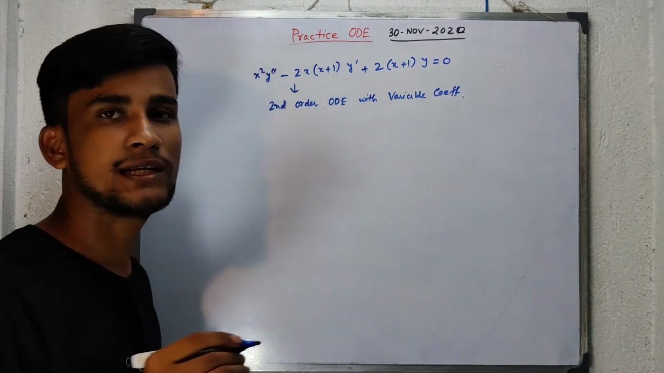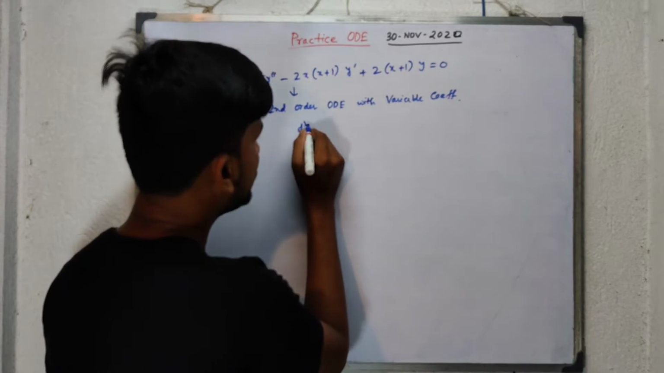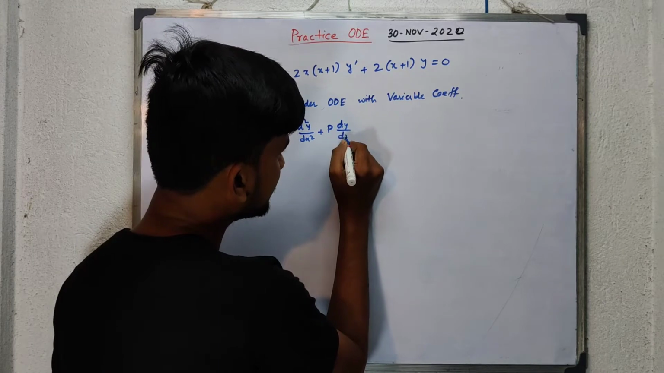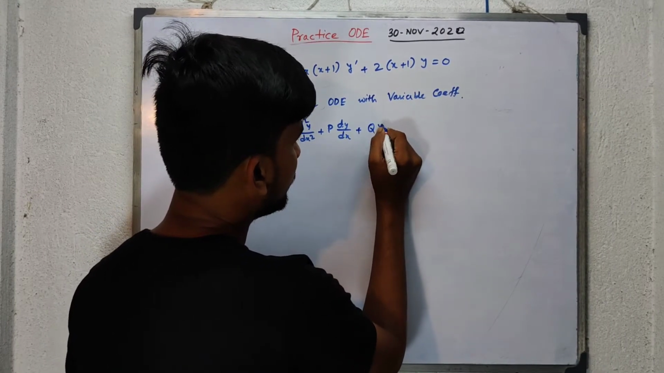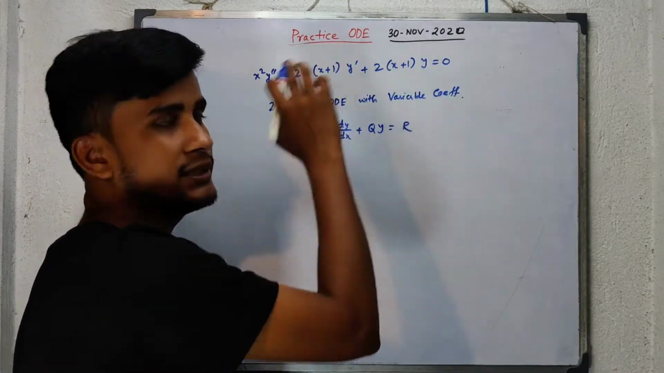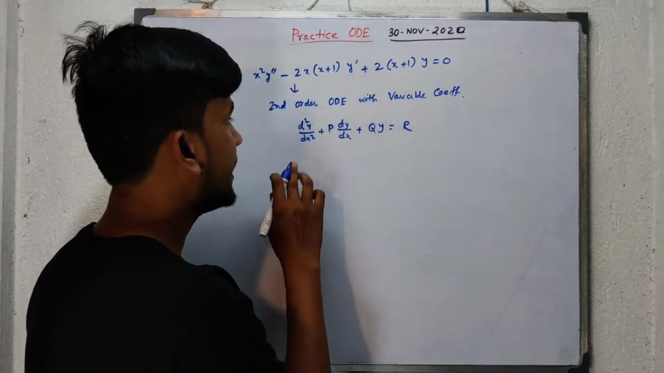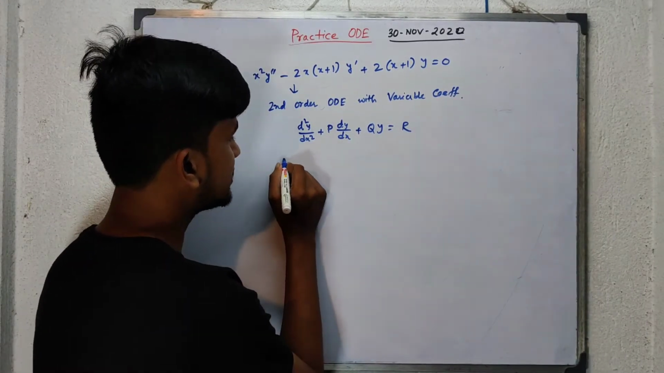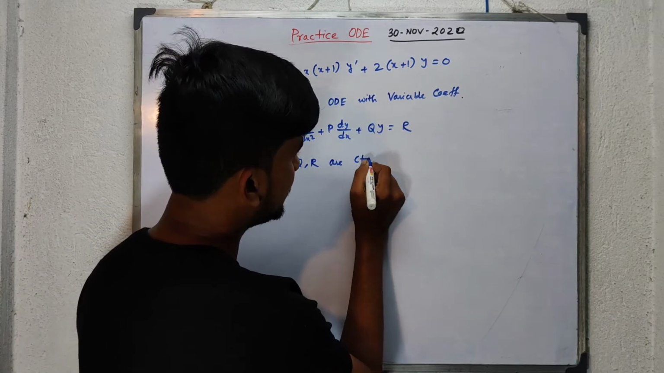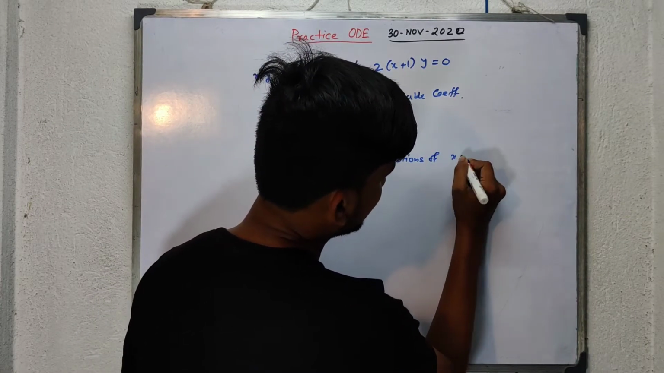Second order differential equation with variable coefficient, which is the standard form d2y/dx2 + p dy/dx + q y = r. Where if r equals 0, then this is homogeneous, and if r is non-zero, then this is inhomogeneous or non-homogeneous. And p, q and r are continuous functions of x only.